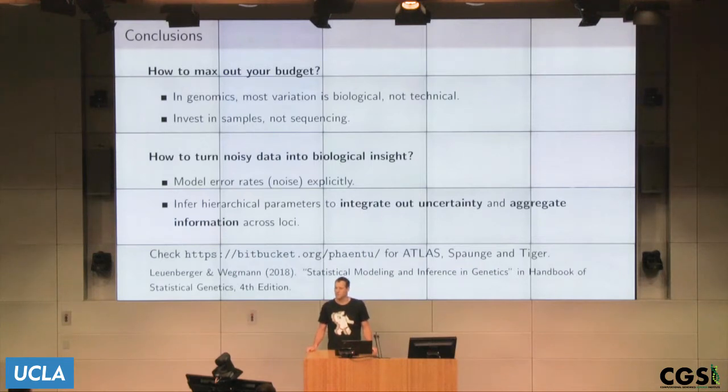That's very promising. Okay, so we have a Bitbucket page with all the code. There are 3 programs, Atlas, Sponge, and Tiger, to implement the things I've been talking about. And I would also just want to say that we have an upcoming chapter in the new Handbook of Statistical Genetics that goes through a lot of these ideas and examples with all the derivations, in case you want to follow up on those. Okay, thank you.